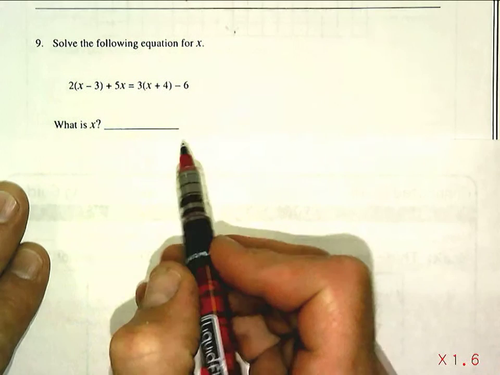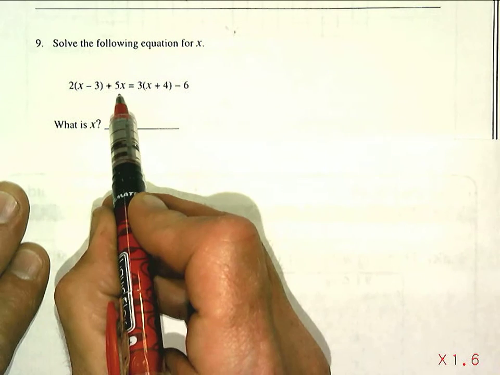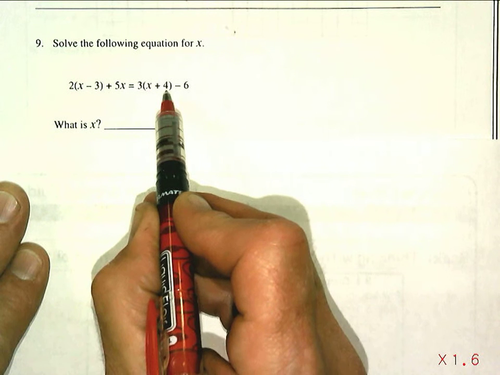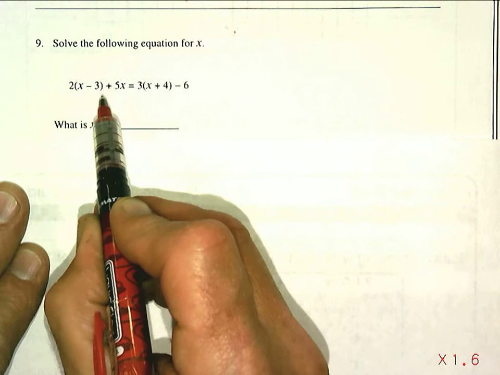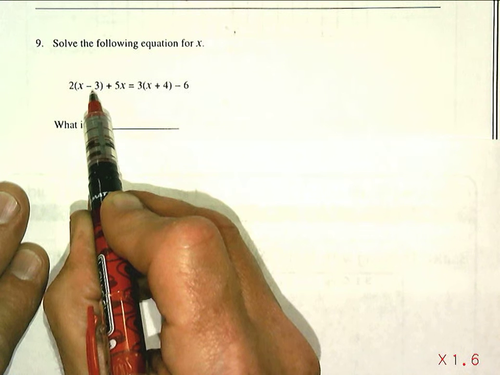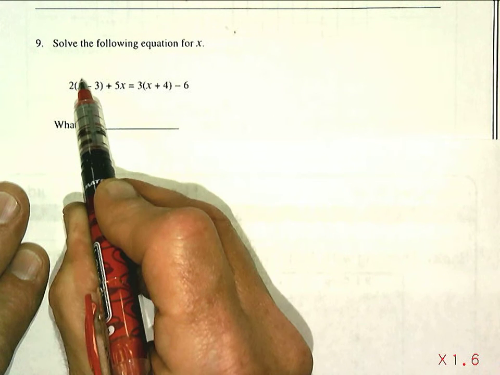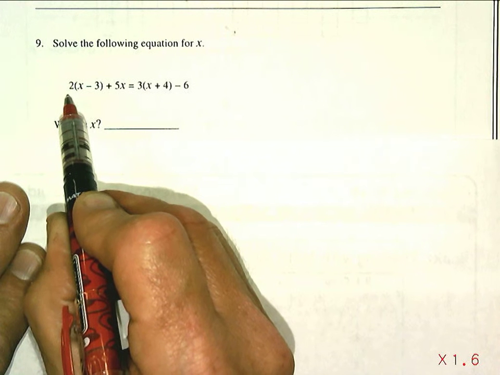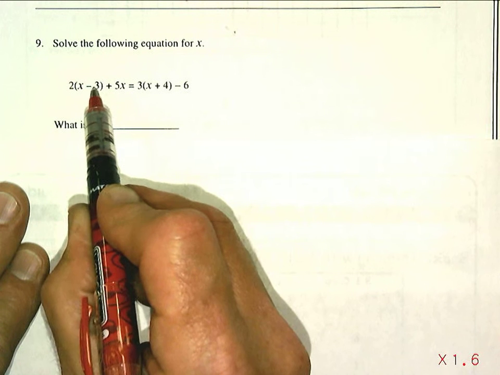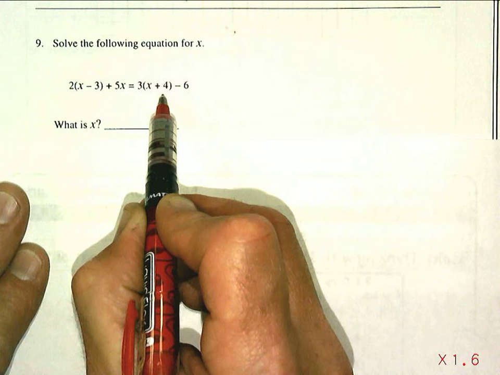So for question number 9, we're going to solve this equation for x. Now you can see there's x's in a bunch of different places, and so what we're going to have to do is work through this in several steps. First of all, getting rid of parentheses using the distributive property. We're going to multiply the number outside the parentheses times each thing inside the parentheses in two separate places.